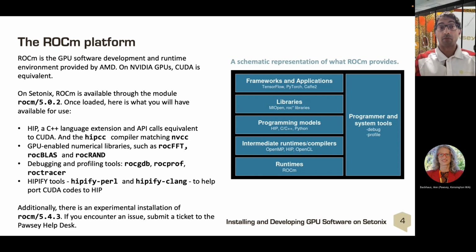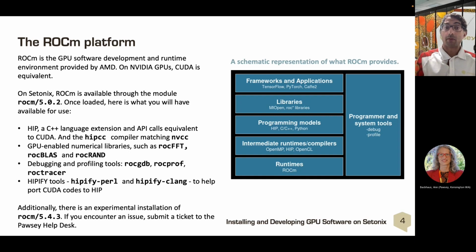On Setonix, ROCm is available through a module, so you can load that module. And what it does is it provides quite a large set of tools and essentially libraries and drivers. One of the main ones is HIP, which is a C++ language extension and API calls, which is equivalent to CUDA. And so there's also an equivalent compiler, HIPCC, that matches NVCC. There's GPU-enabled numerical libraries, such as rocFFT, rocBLAS, and rocRAND, which are similar to the CUDA equivalents of cuBLAS, cuFFT, and so on. There are debugging and profiling tools, such as ROCgdb, ROCprof, and ROCtracer.